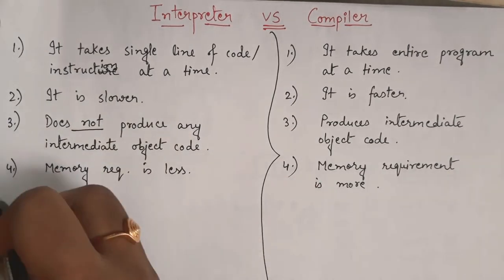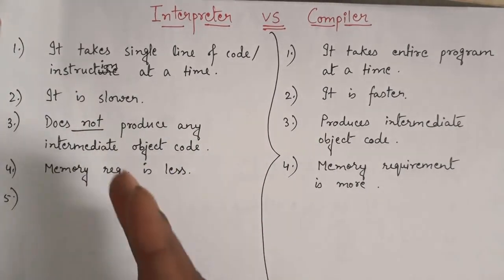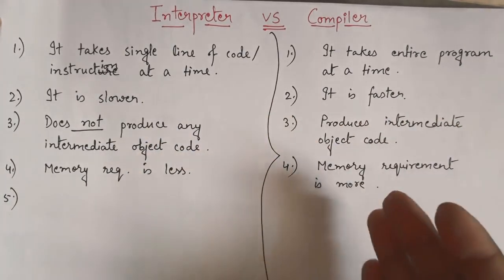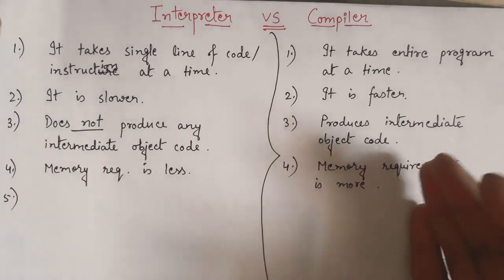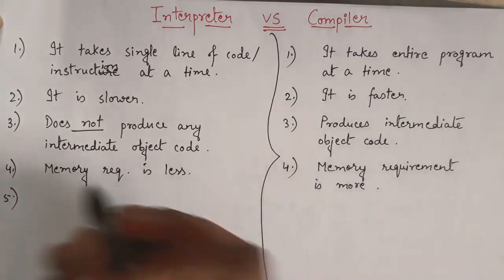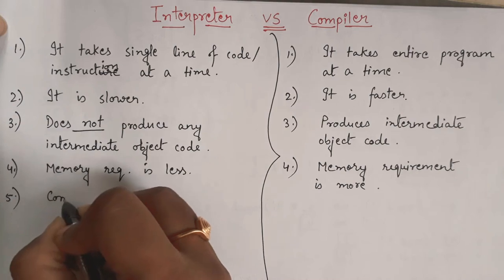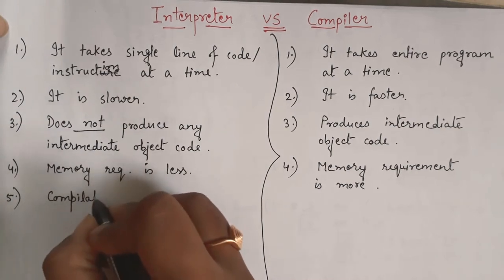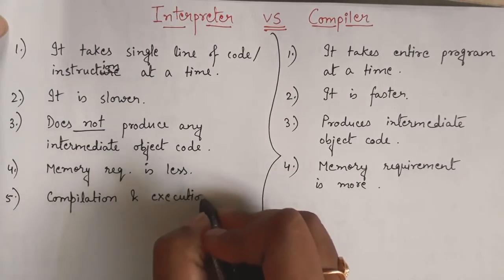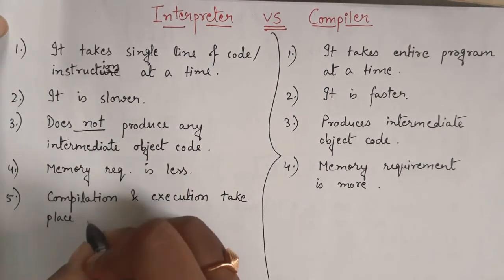Then the next difference is, in interpreter, the compilation and execution take place simultaneously, whereas in case of compiler, it does the whole compilation at once, and after the completion of compilation, then and only then it does the execution. So if I write that point, interpreter: compilation and execution take place simultaneously.